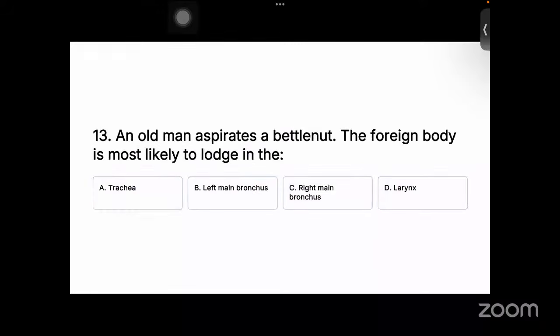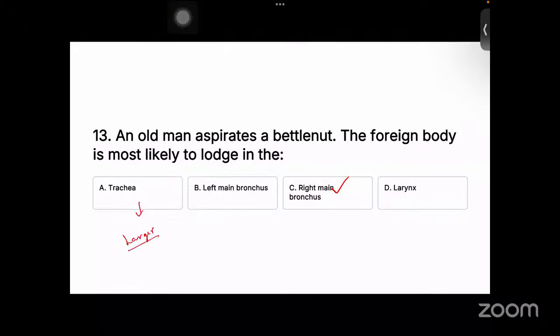An old man aspirates a betel nut. The foreign body is most likely to lodge in? So the old man aspirates the betel nut, and it creates an airway emergency. The right option here is the right main bronchus, because in the trachea, only larger objects will lodge.